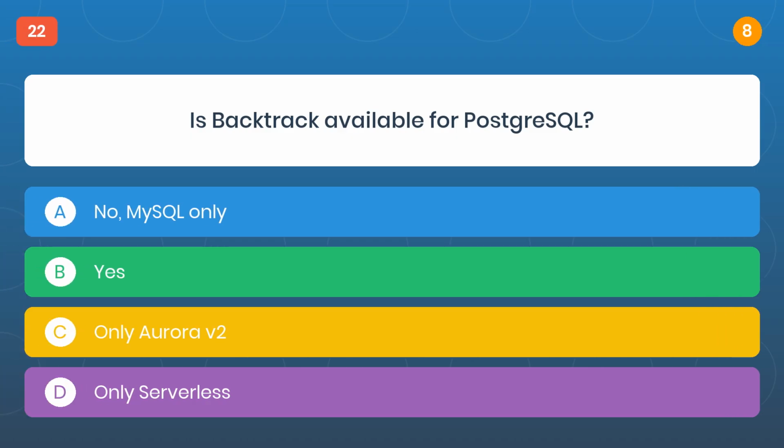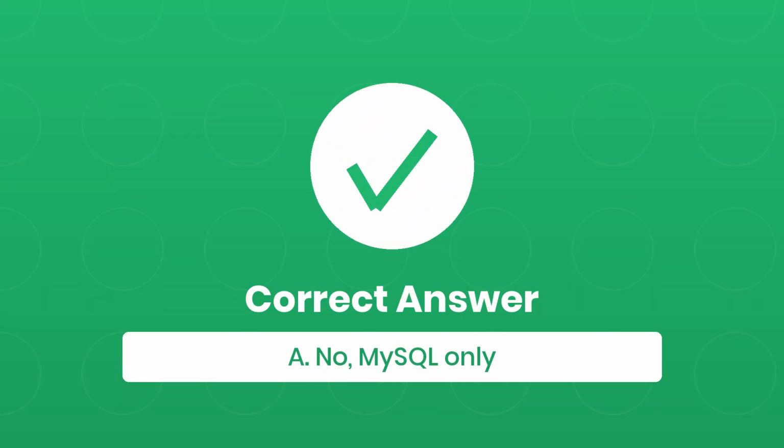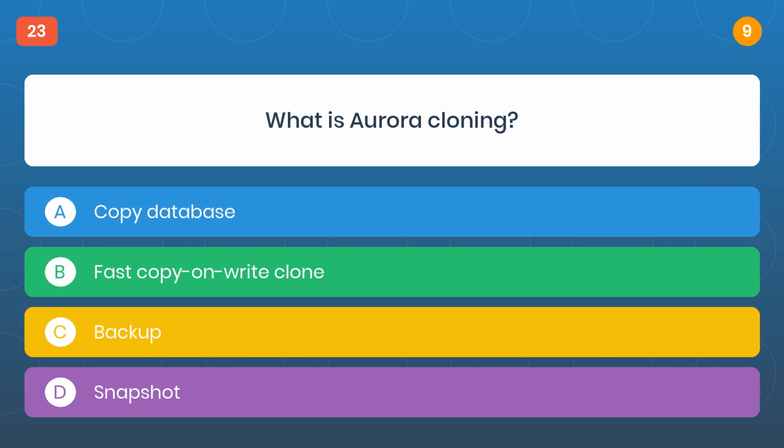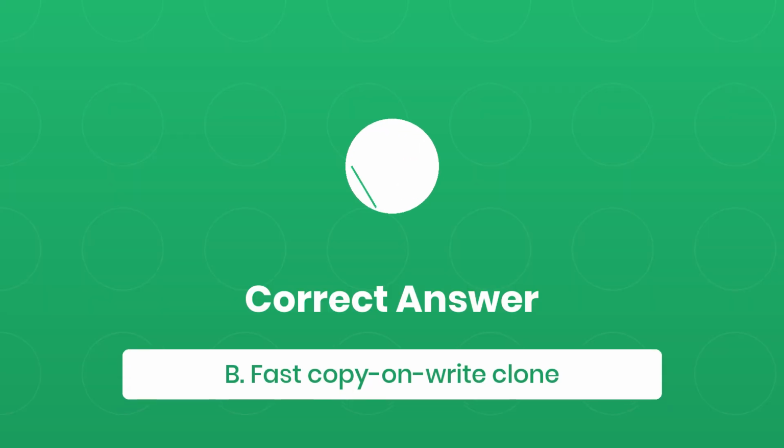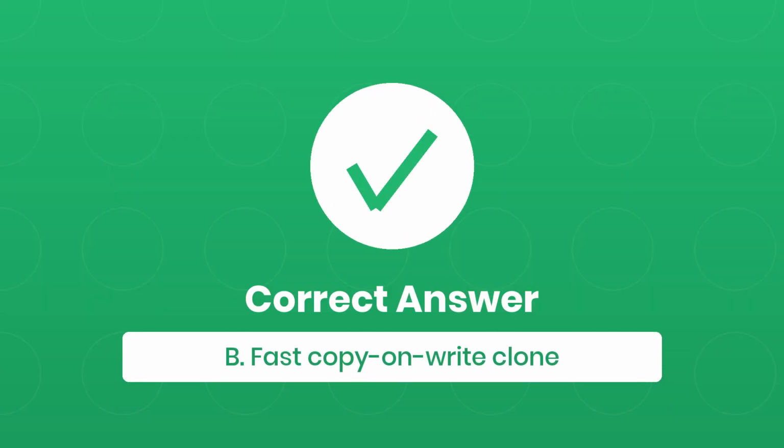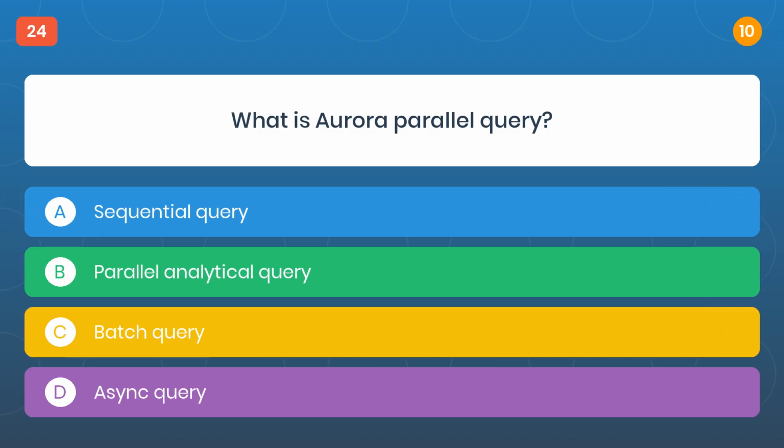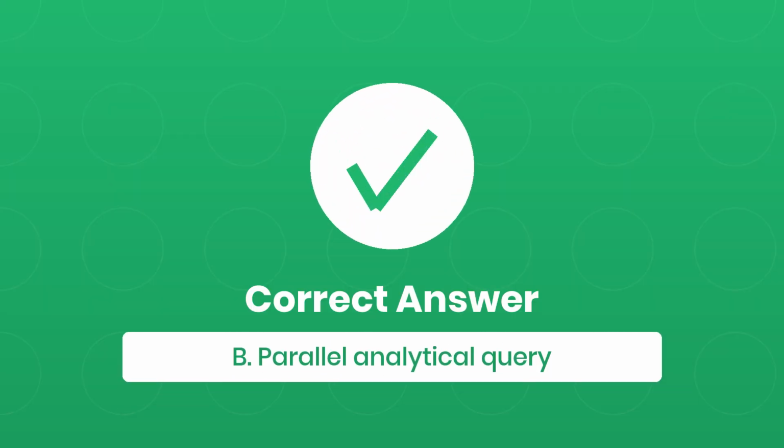Question 22. Is Backtrack available for PostgreSQL? The correct answer is A, no, MySQL only. Question 23. What is Aurora cloning? The correct answer is B, fast copy on write clone. Question 24. What is Aurora parallel query? The correct answer is B, parallel analytical query.